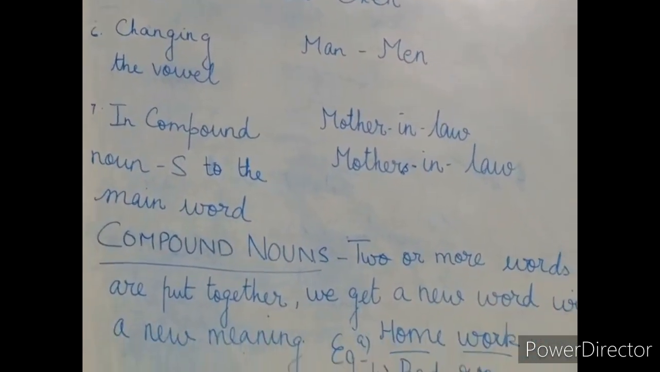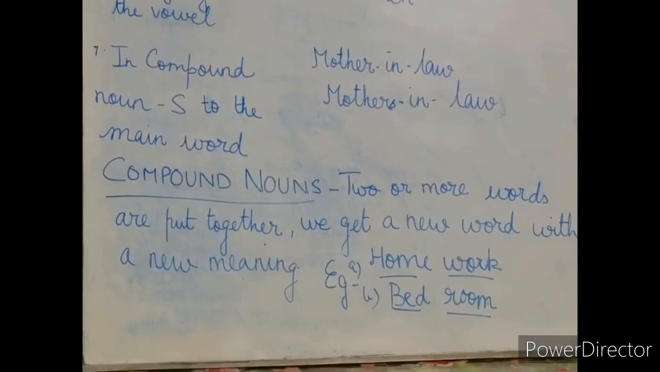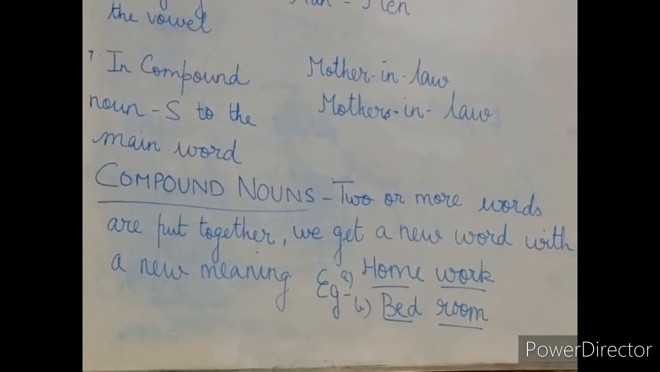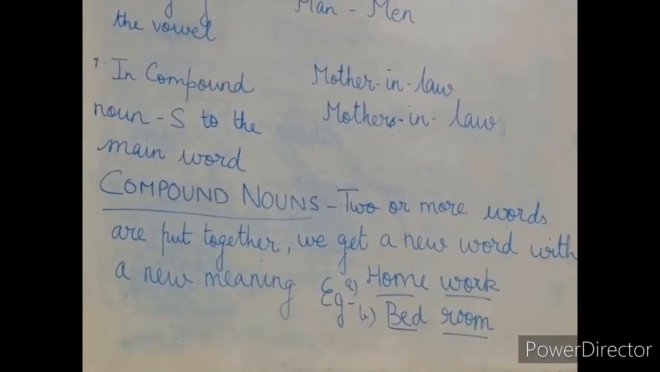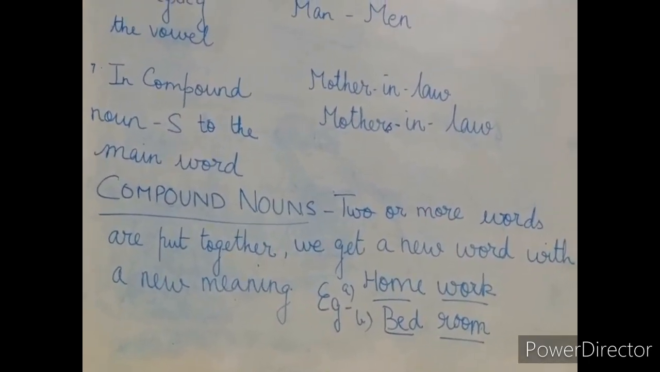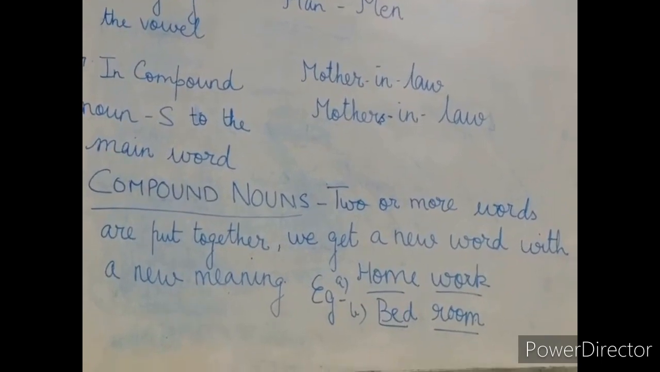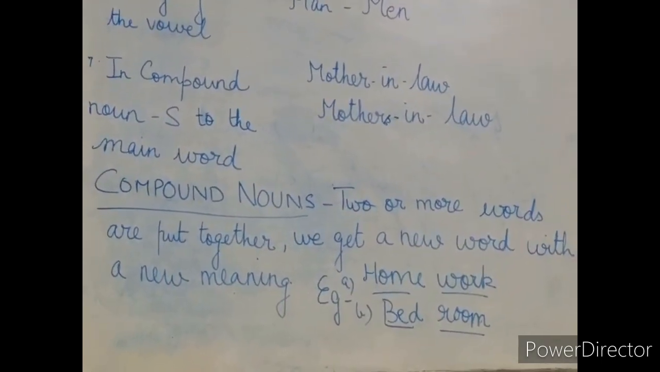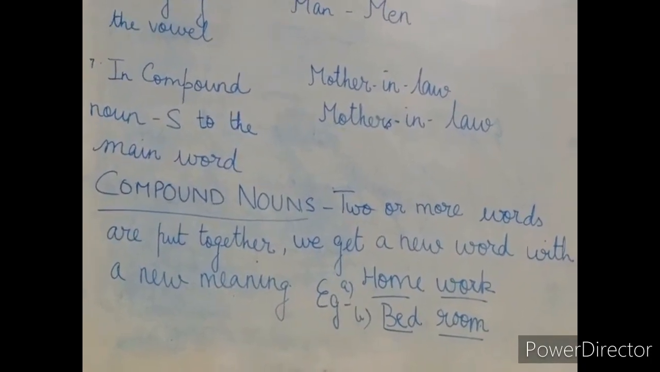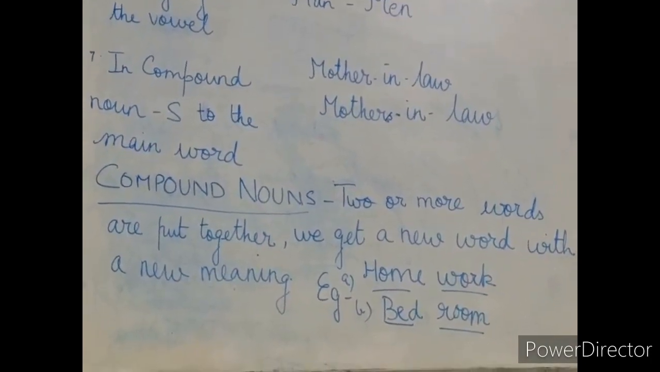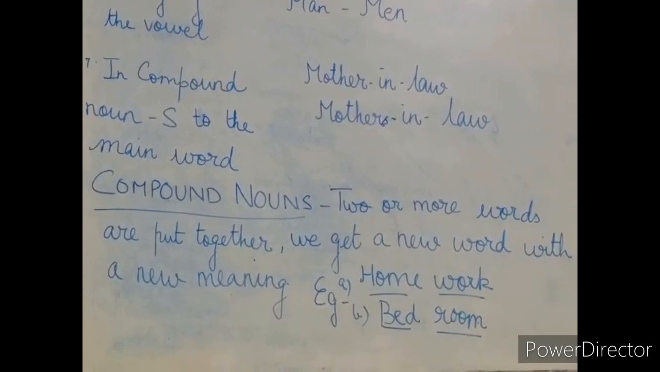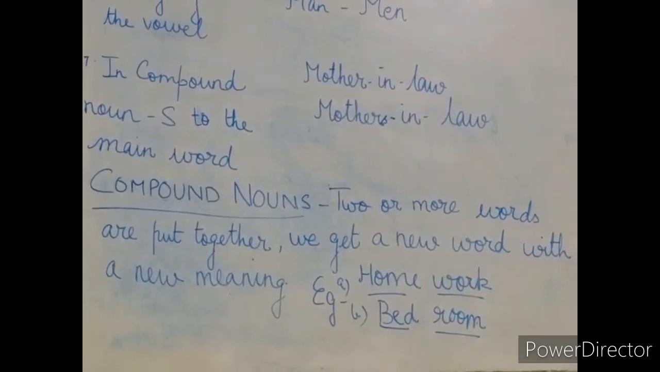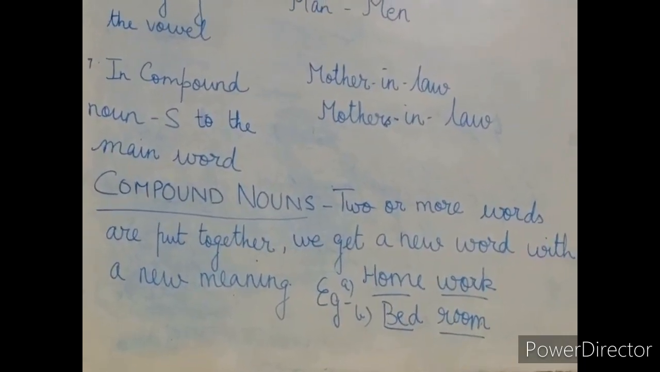Now students, you may ask, Madam, what is a compound noun? When 2 or more words are put together, we get a new word with a new meaning. That is called compound nouns. I am repeating, when 2 or more words or nouns are put together, that means joined, we get a new word with a new meaning. That is called compound nouns.